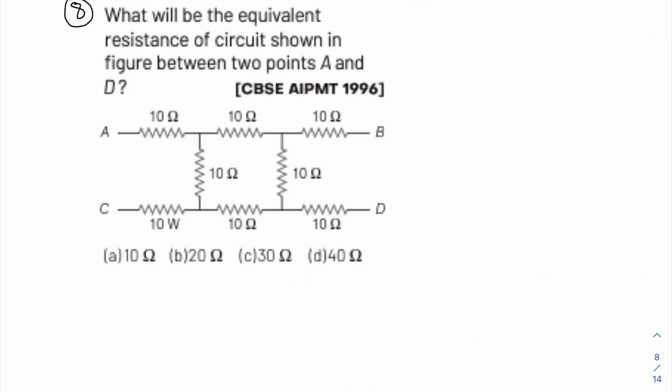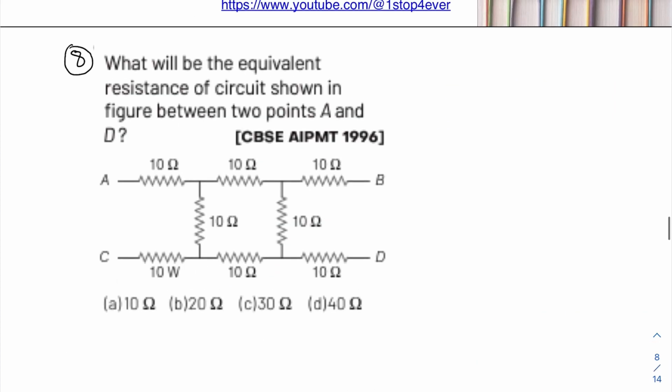Next question, 8th number question. The 8th question is also a previous year paper, but it is too old, 1996. We will solve this question. What will be the equivalent resistance of the circuit shown in the figure between the two points A and D? We need to find the equivalent resistance between this A point and D point.